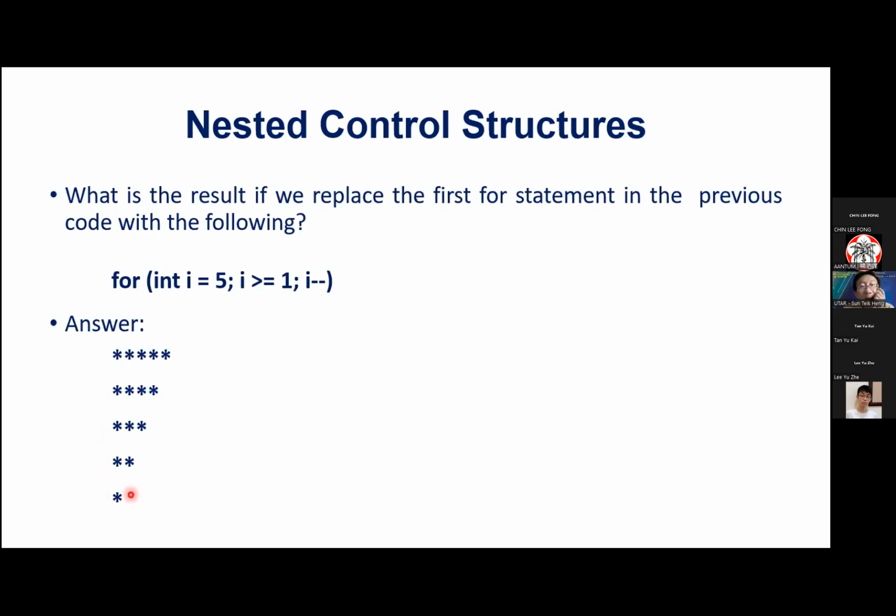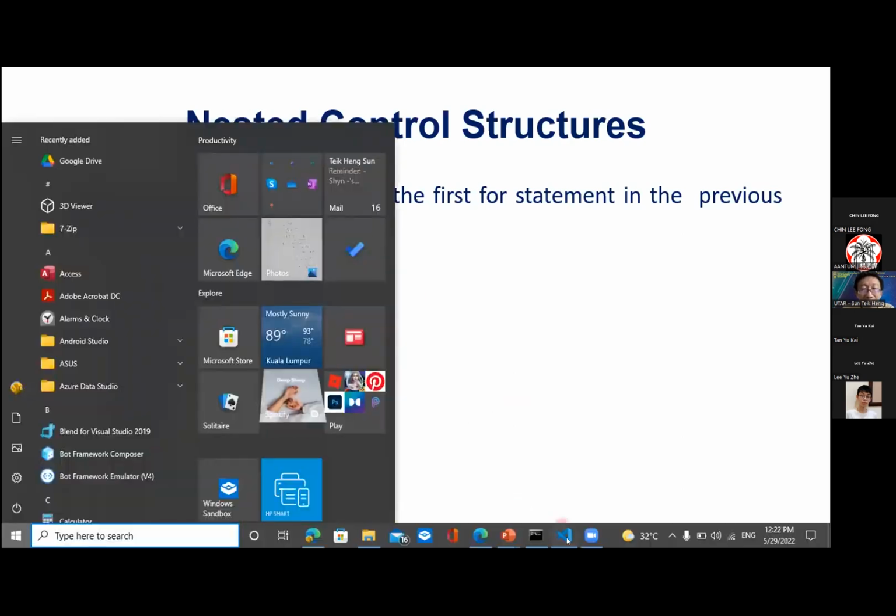Okay, what you need to do is to replace the first for loop with the following. You initialize the variable I to have the value 5. You check whether I is still greater than or equal to 1. If yes, you are able to perform the body of the for loop. And you see that every time you will decrease the value of the variable I by 1.